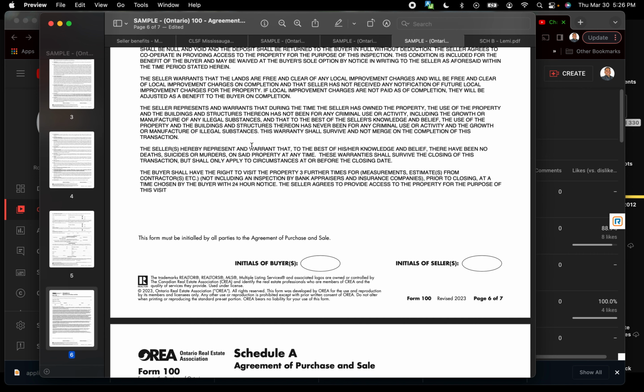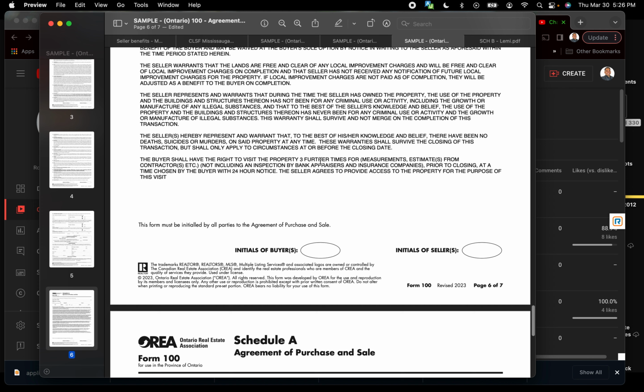The next is the seller hereby represents and warrants to the best of his or her knowledge that there's been no deaths, suicides, murders on the said property at any time. These warranties shall survive at the time of closing this transaction, but shall only apply to circumstances at or before closing date. So, which means that we want to make sure that there's been no deaths or suicides on the properties, that if there were, they should disclose it to us ahead of time.